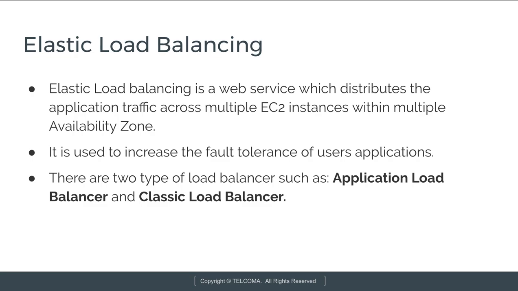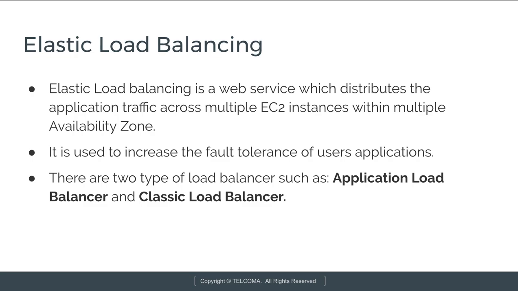A load balancer is basically a mechanism which automatically distributes traffic across multiple EC2 instances. The elastic load balancing service allows you to distribute traffic across one or more availability zones, and you can have high availability in your applications. It is used to increase the fault tolerance of the user application. It supports routing and load balancing of HTTP, HTTPS, TCP, and SSL, which is Secure Sockets Layer, to Amazon EC2 traffic.